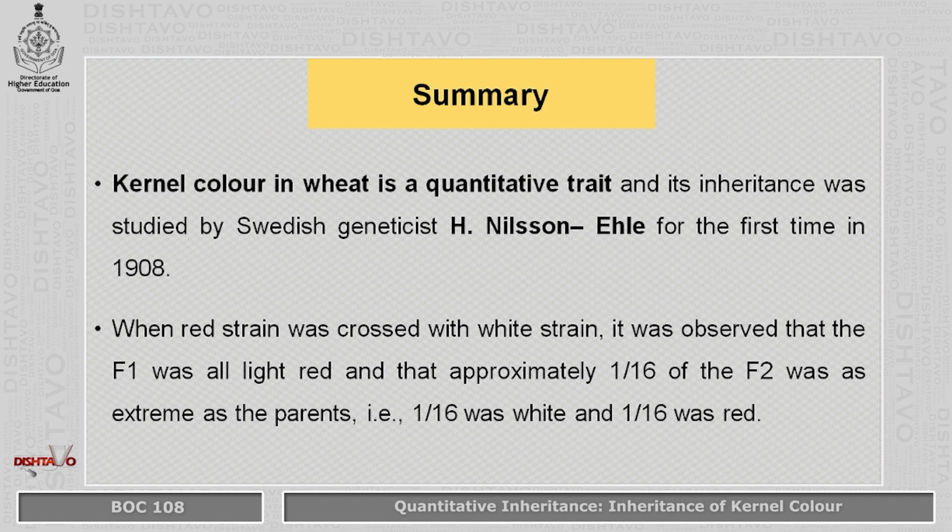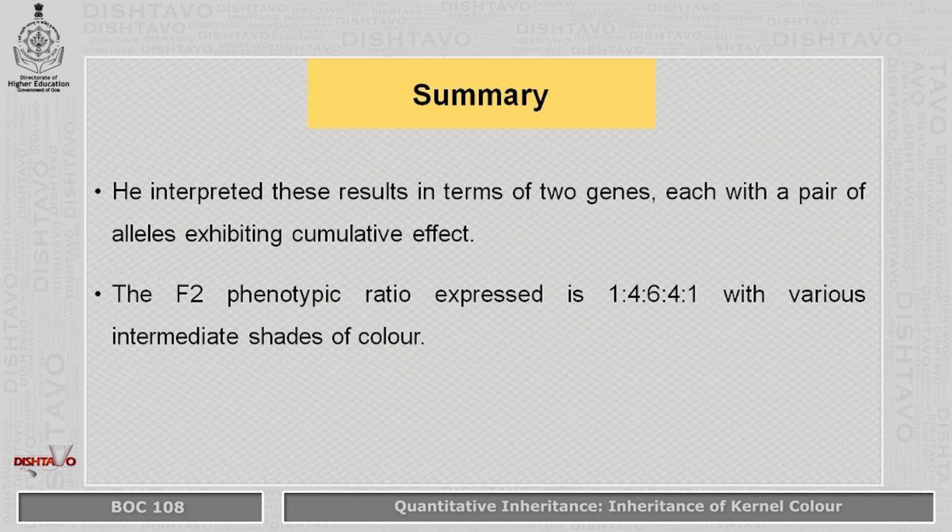Its inheritance was first studied by a Swedish geneticist, Nilsson L., for the first time in 1908. And in this case, when he crossed the red strain with the white strain, it was observed that all the F1 were intermediate in color, and in the F2, approximately 1/16th was like the extreme parents. That means 1/16th was red and the other 1/16th was white. These results were interpreted in the form of two genes, each with a pair of alleles exhibiting cumulative effect.